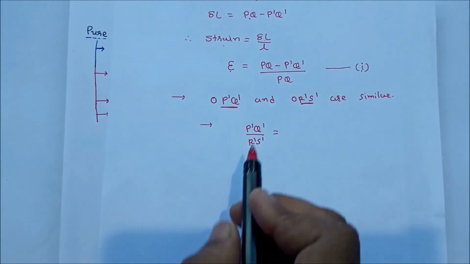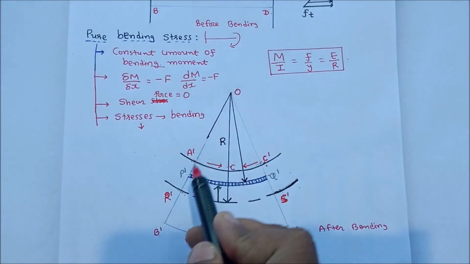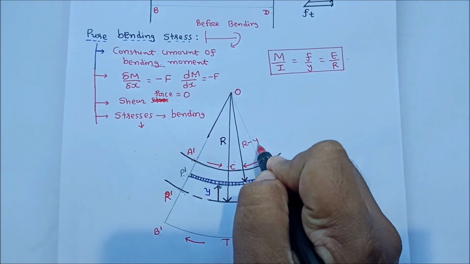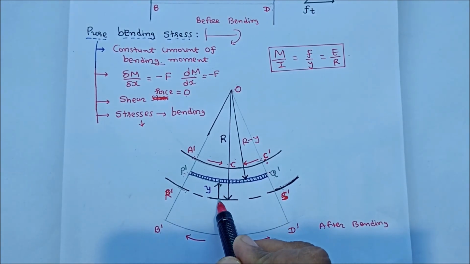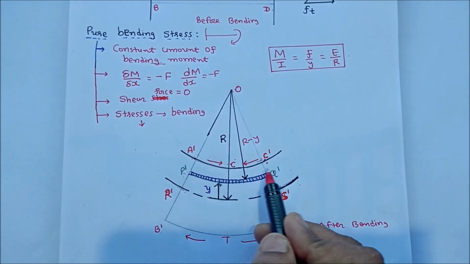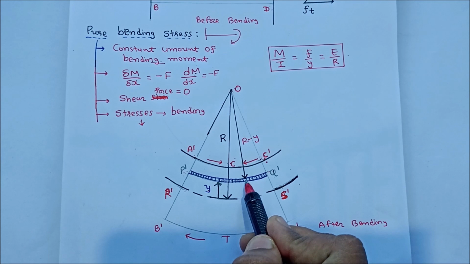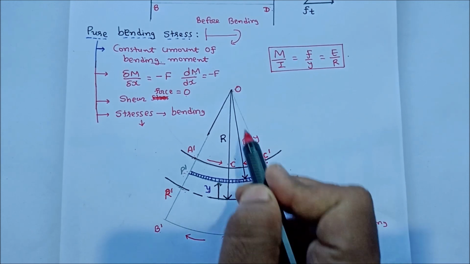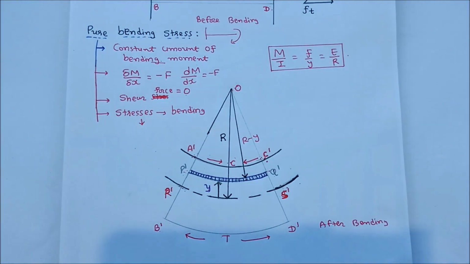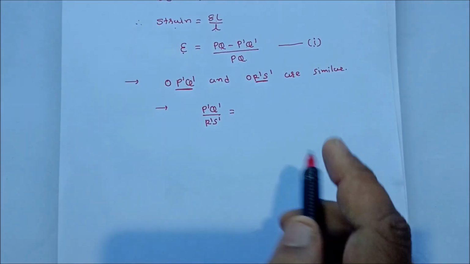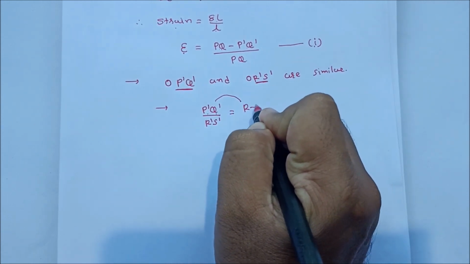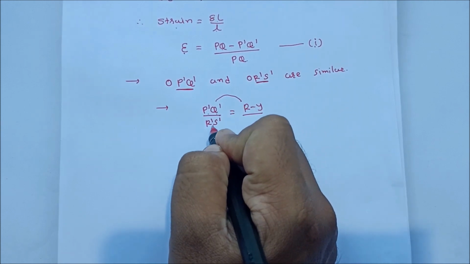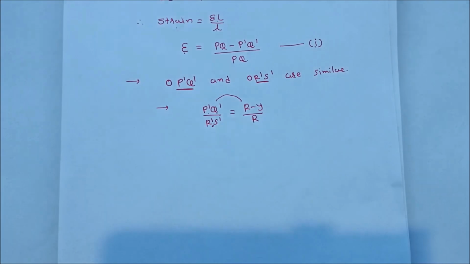is equal to the distance of O to P dash Q dash, that is R minus Y, because this is the radius of curvature and the distance of this strip from the neutral axis is Y. So distance of P dash Q dash from O is R minus Y, and distance of R dash S dash from O is capital R. So we can write P dash Q dash by R dash S dash is equal to R minus Y divided by R.